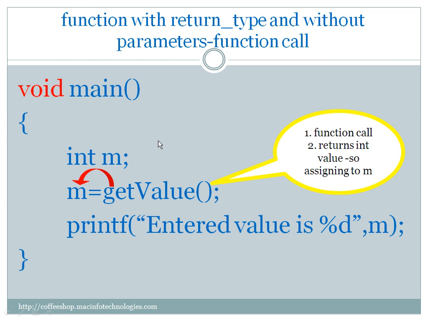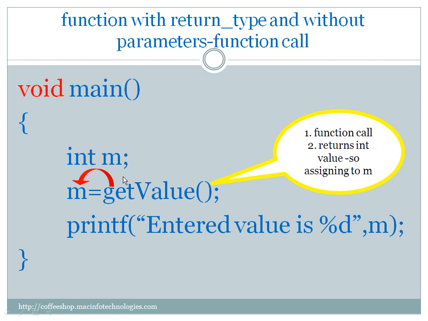So this is the function call. In this, we declare a variable m, and this function is returning a value. So we have to assign that value to a variable. Whenever a function returns a value, you have to assign it to another variable. You see, it's a function call, it returns an int value, so we are assigning it to m, and then we can print the m value.